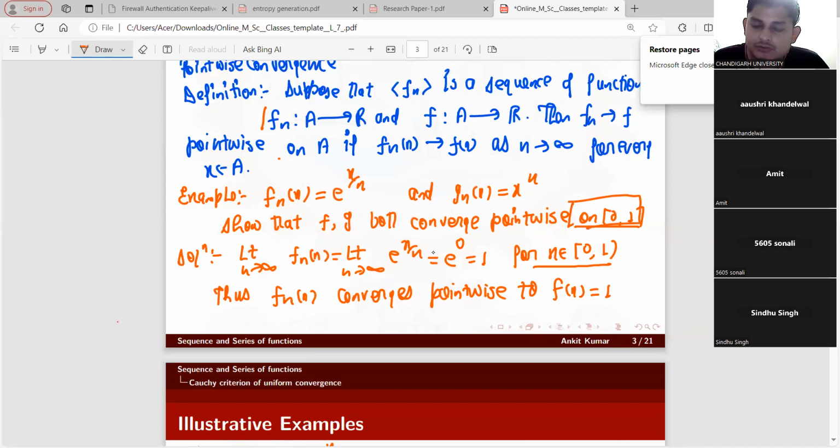If x belongs to the closed interval [0, 1], then what is the limit at infinity? So this is the pointwise convergence.